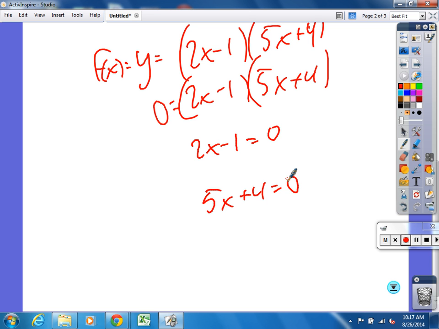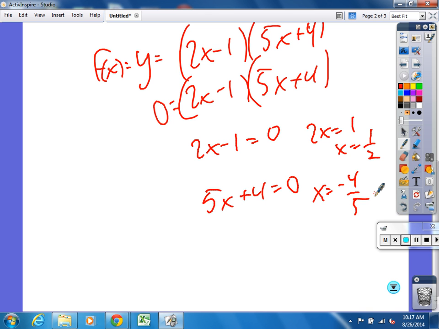You remember doing this at one point? So this would be 2x equals 1, or x equals 1/2. And x would equal negative 4/5. That's exactly what those values are. Those would be the x-intercepts, or the zeros, of that equation. That's the value that would make it 0.